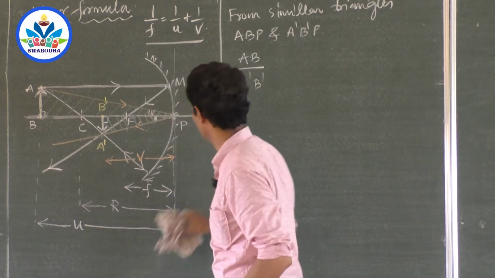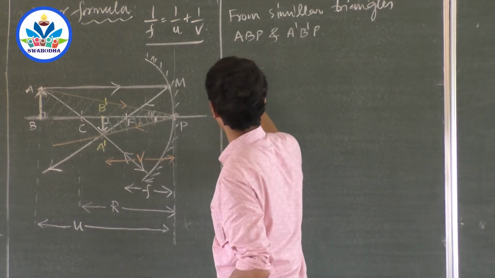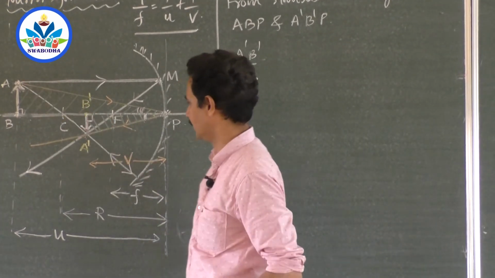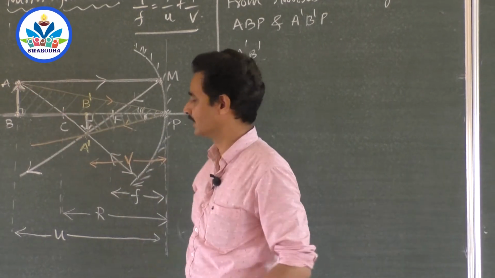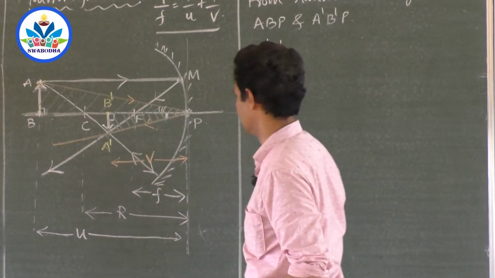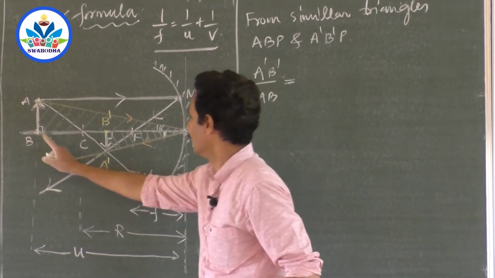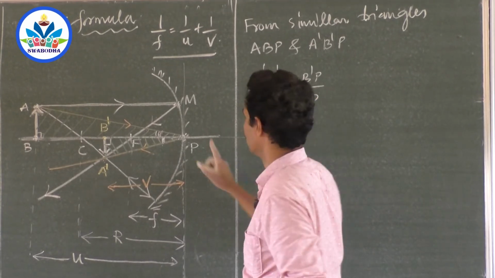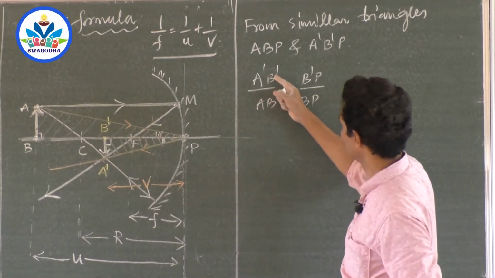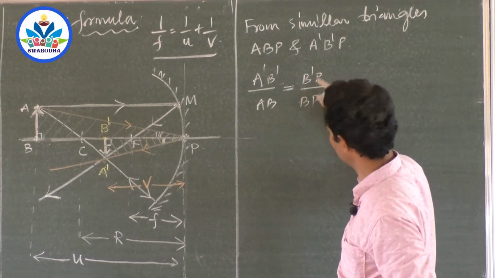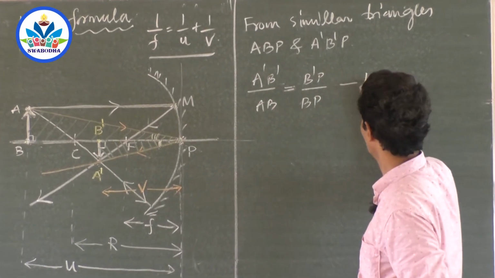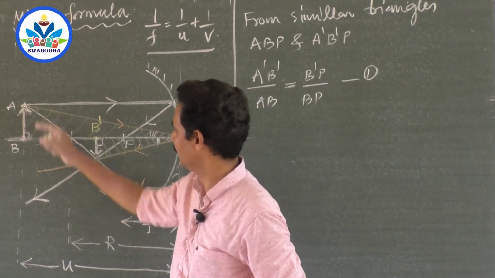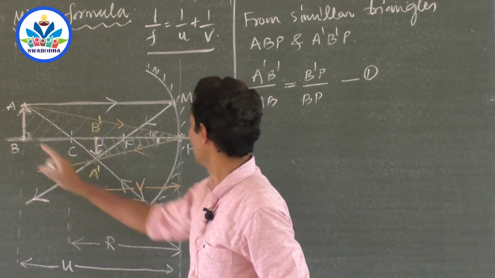Or I can write it in a reverse way. A dash B dash by AB: this is smaller and this is larger, so from this triangle, this side divided by this shows how much larger this is compared to this. In the same way, B dash P should be smaller and BP should be so much larger. If this is 2 times smaller than this, this should also be 2 times smaller than this. So the ratio of corresponding sides should be the same. So A dash B dash by AB is equal to B dash P divided by BP.